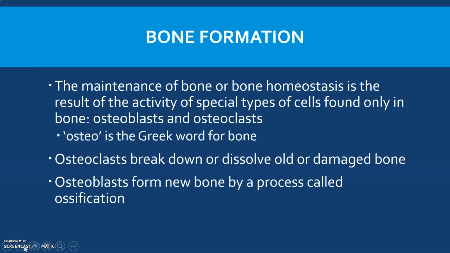For today's lecture, we are discussing the process of bone formation and the bones of the axial skeleton. The maintenance of bone, or bone homeostasis, is the result of the activity of special types of cells found only in bone. These cells are called osteoblasts and osteoclasts. Osteo is the Greek word for bone. Osteoclasts break down or dissolve old or damaged bone. Osteoblasts form new bone by a process called ossification.